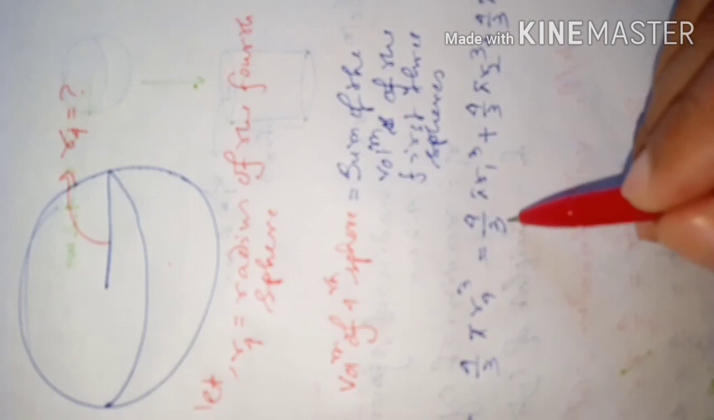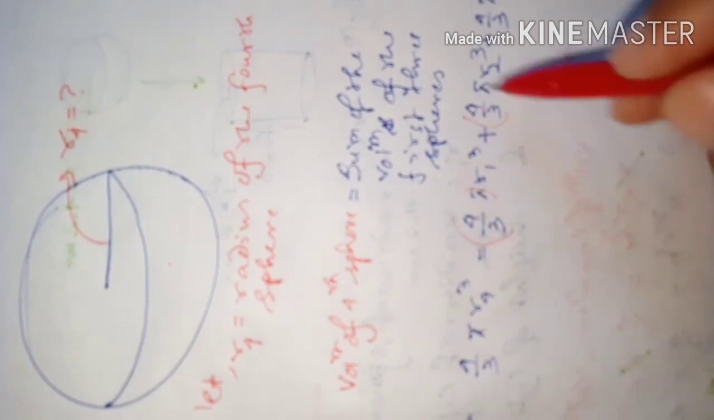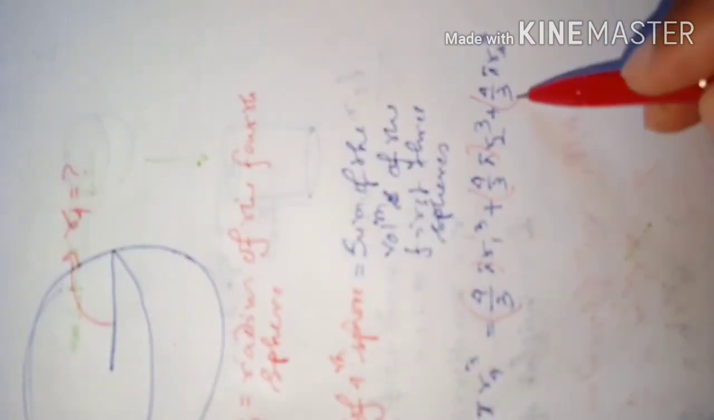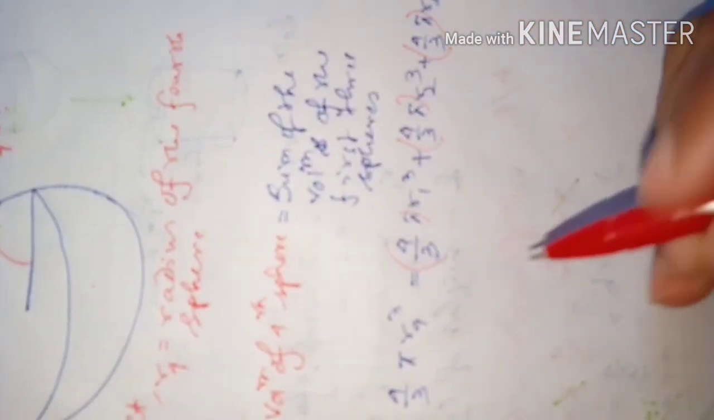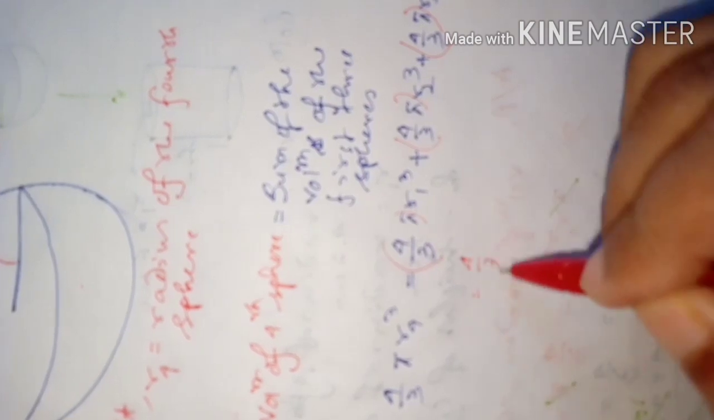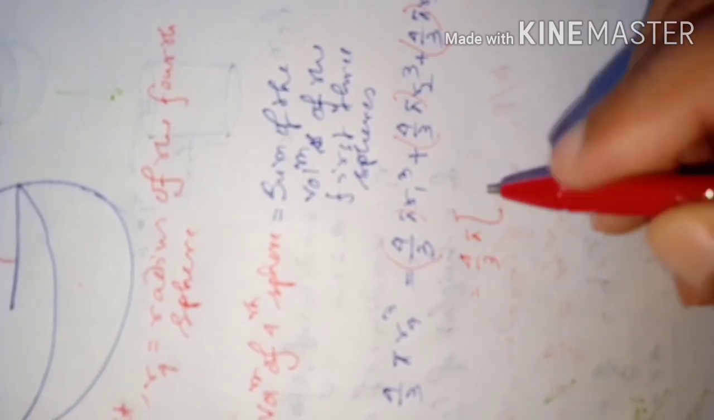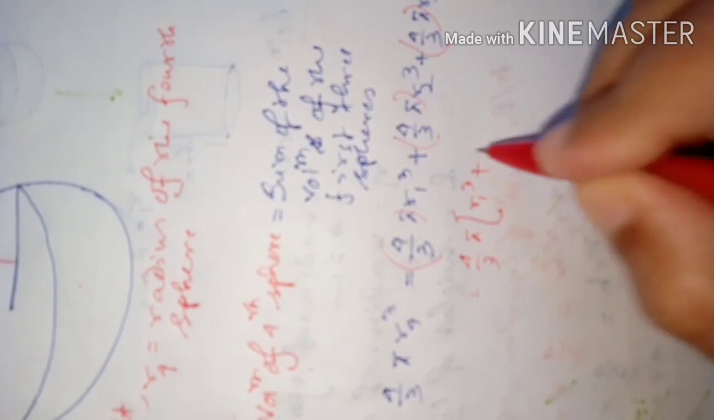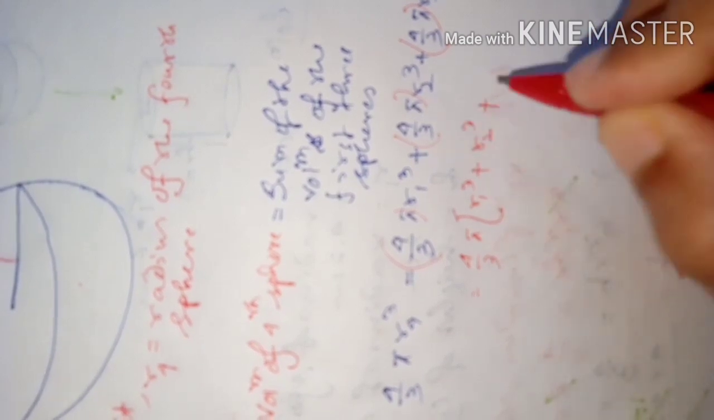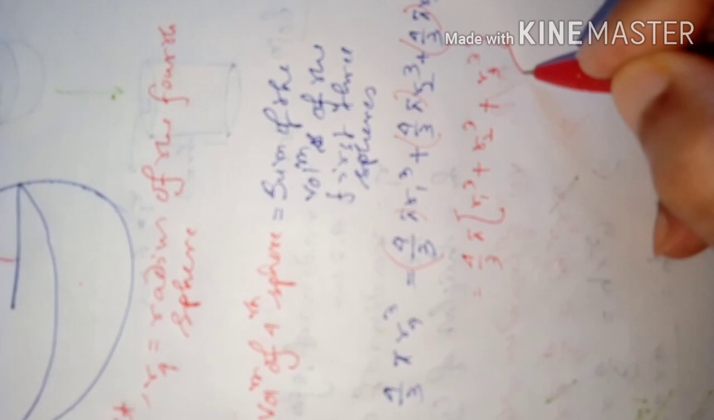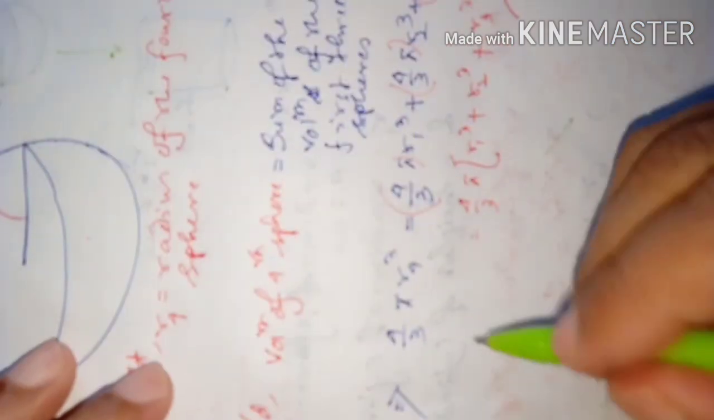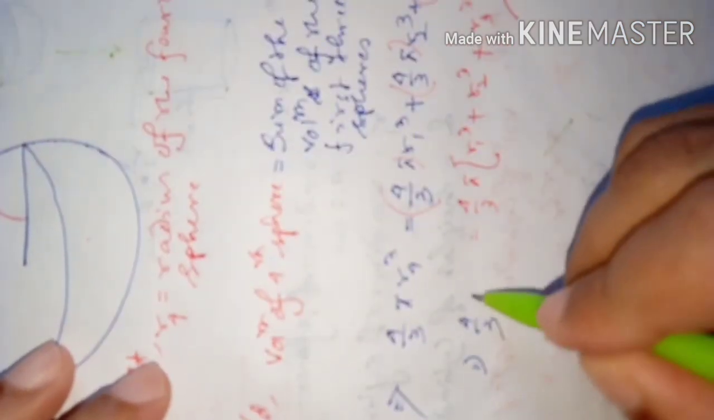Now, dear students, you might have noticed here some common factors. 4 by 3 pi is common here. So if we take this 4 by 3 pi common from the right hand side, it will be like this: 4 by 3 pi common, then inside bracket we will have r1 cube plus r2 cube plus r3 cube. And here it is 4 by 3 pi r4 cube.